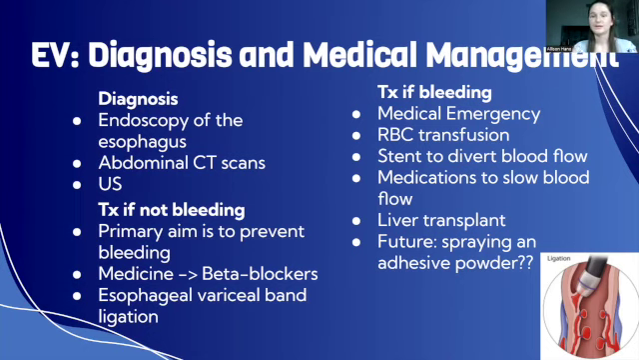And then the treatment varies for if they're bleeding or not. If they are not bleeding, the primary aim is to prevent bleeding because that's when we really start to see problems. And we can do this with different medications, including beta blockers, or we can do esophageal variceal band ligation, which we can see in this picture here on the right. They kind of put a little band around them and create a little bubble and just go ahead and kind of suck the blood out.